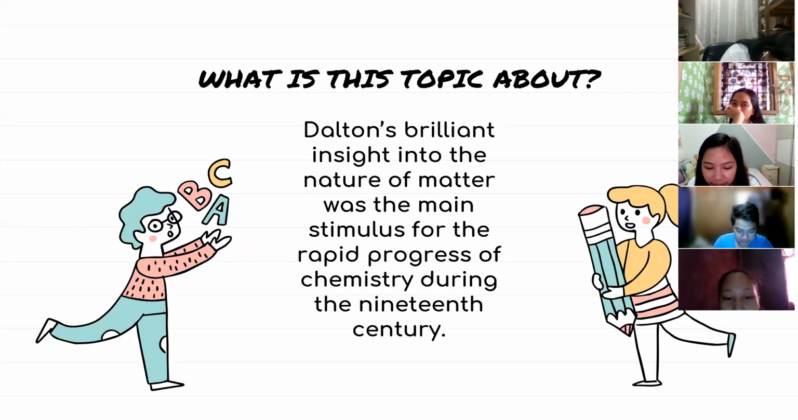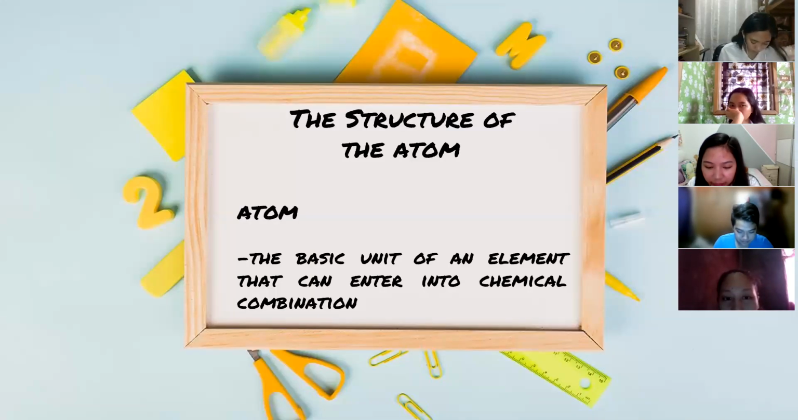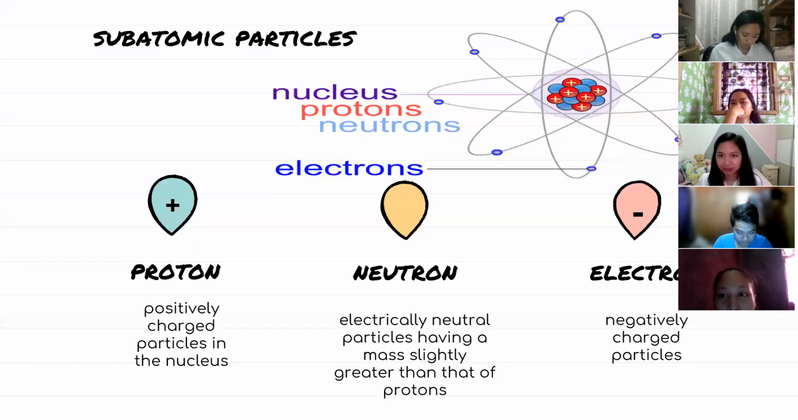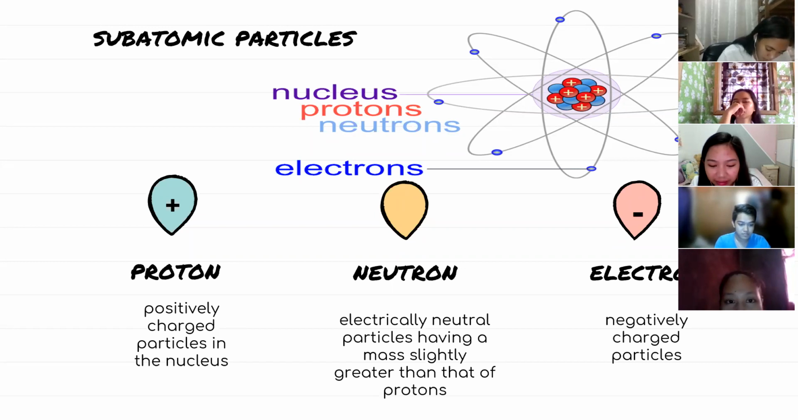Okay? So let's talk about the structure of the atom. Do not forget that when you say atom, this is the basic unit of matter. And atoms are actually the ones that enter into chemical combination or chemical reaction. Now let's talk about the components of the atoms. They are not really indivisible because they contain subatomic particles. So we have here, and you are very familiar with this, the protons, neutrons, and electrons. They are the subatomic particles.